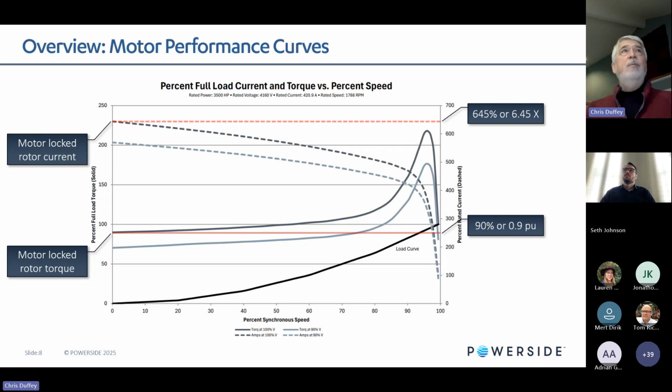Here's some other typical data that we'd see for motors. These motor performance curves include the current versus speed and the torque versus speed for two different voltage conditions. And here we see 645% for the locked rotor current. We can see that over here. And for the locked rotor torque, it's about 90% or so.